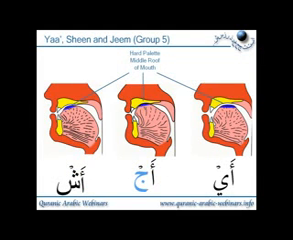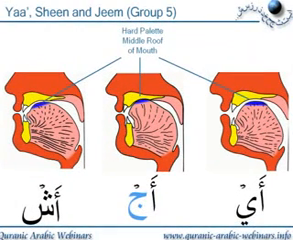Next we have group 5. This is where the middle portion of your tongue is touching the hard palate at the roof of your mouth, slightly in the middle and moving slightly forward beyond the middle of the roof of your mouth as well.